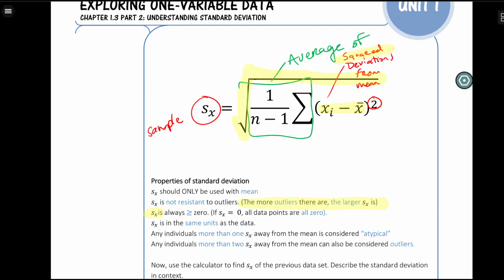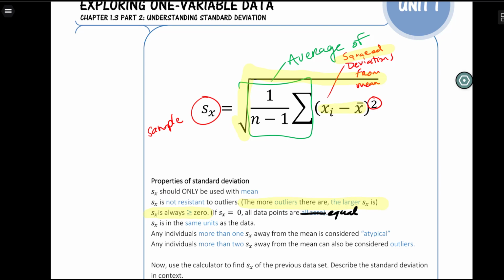Next, your standard deviation is always going to be greater than or equal to 0. Okay? If your standard deviation equals 0, it's not that all data points are 0. It's that all data points are equal. That's what it means. If every data point is equal, then there is no variation from the mean, and thus our standard deviation is 0.